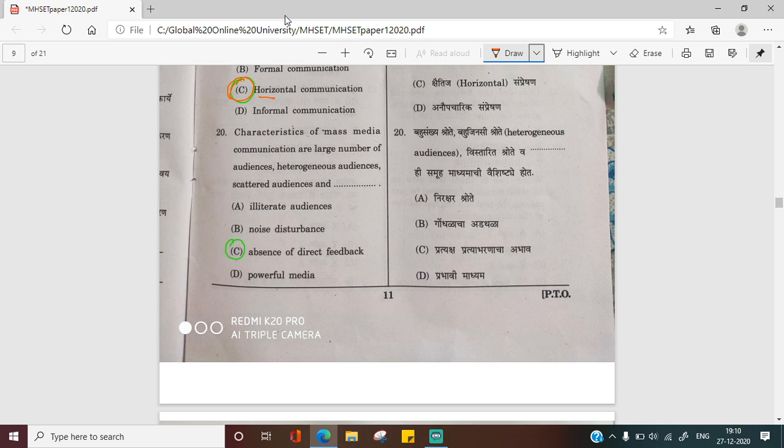Characteristics of mass media communication are large number of audiences, heterogeneous audiences, and scattered audiences, absence of direct feedback. The right answer is option C.